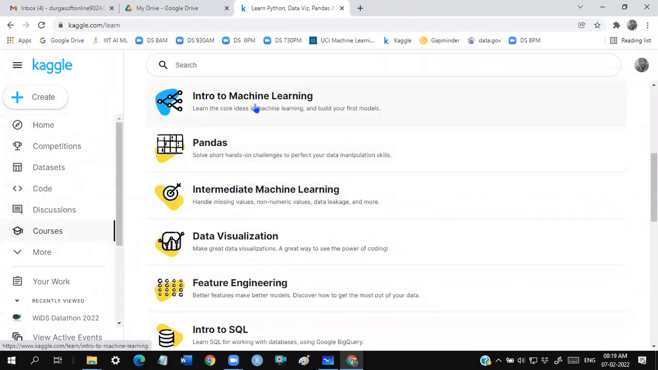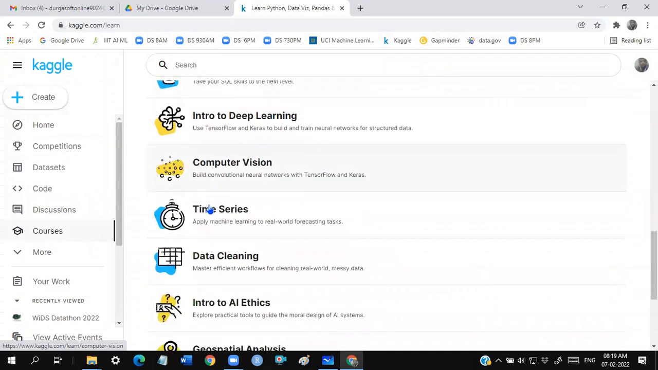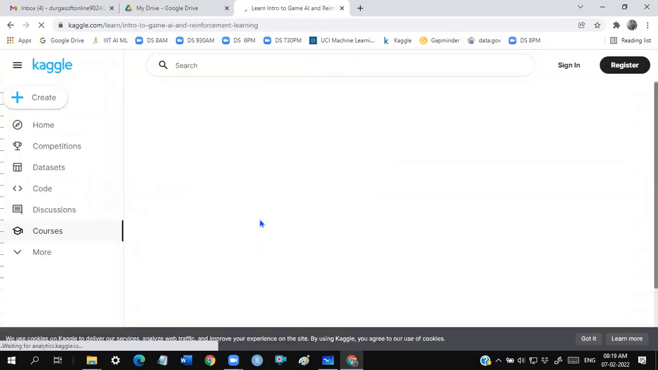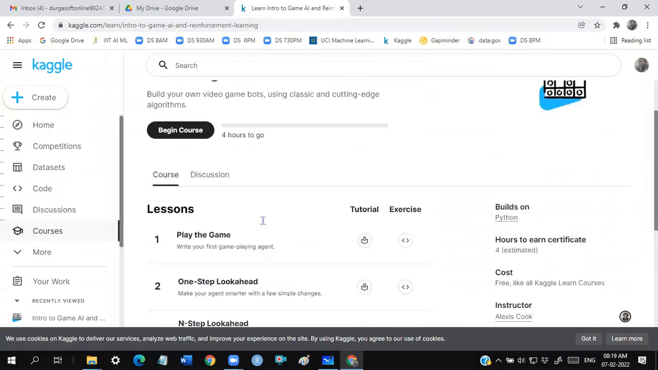Can you see: introduction to machine learning, intermediate machine learning, data visualizations, introduction to deep learning. These are all the basic ideas, guys. And also AI and reinforcement learning. Some guidance, guys. They are free of cost, and we can also get a certification from here.